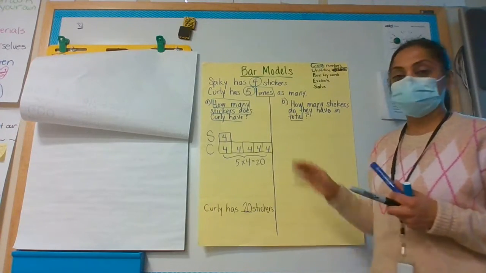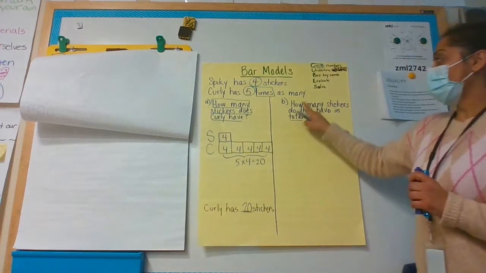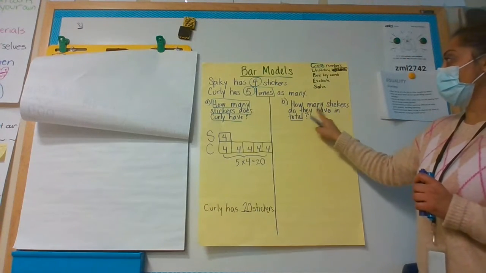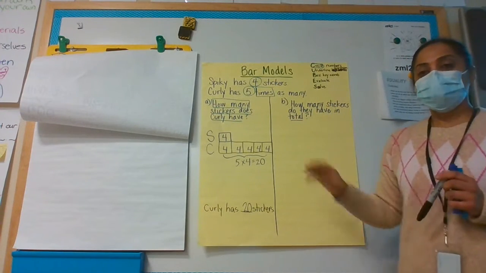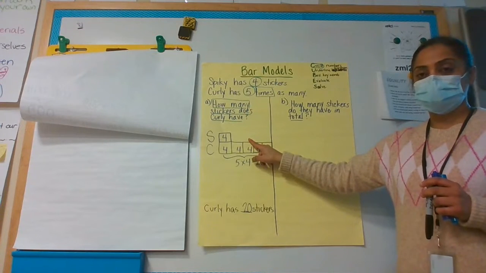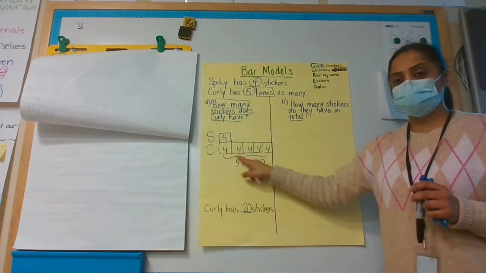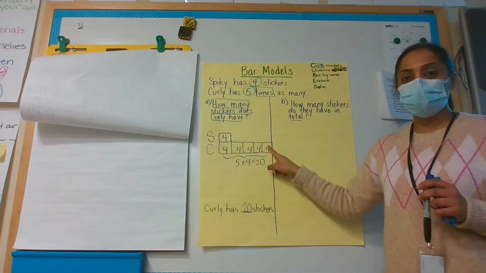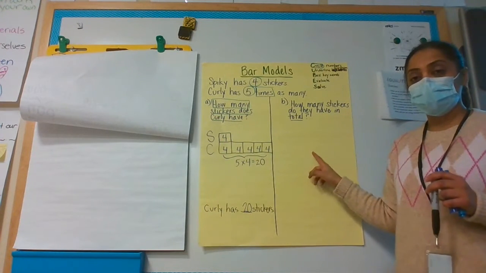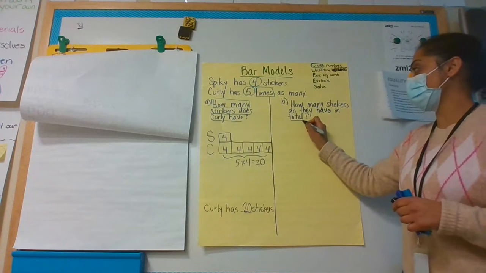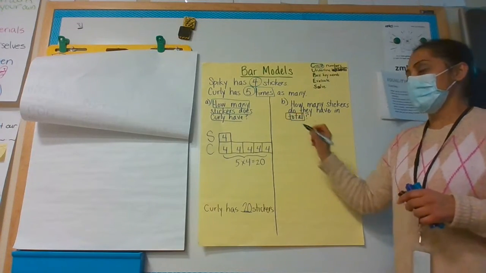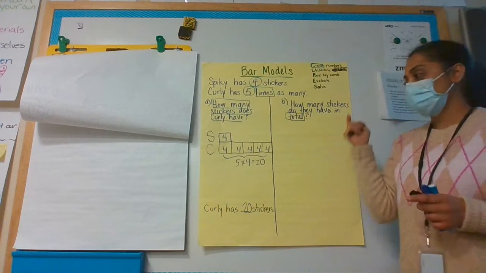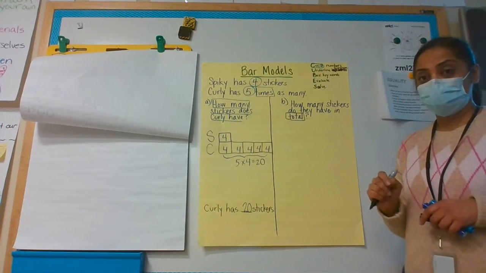And the second question is a little different. For this one, it says, how many stickers do they have in total? And for this one, I don't need to draw the bar model again, because you can see I've already kind of shown how many stickers Spiky has, how many Curly has, and now I'm going to show in total. So I know that I need to box this word because it's giving me a clue that I need to add. So what am I going to add is the question.